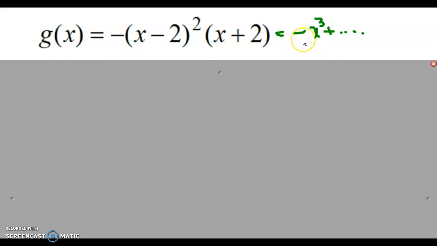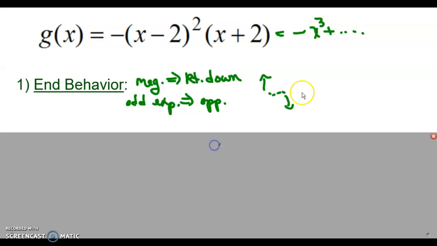This time, since I have a negative leading term, that means the right side is going to go down. And because the exponent is odd, that means my sides are going to go opposite directions. So right side down, left side would be up. Let's talk about the middle.